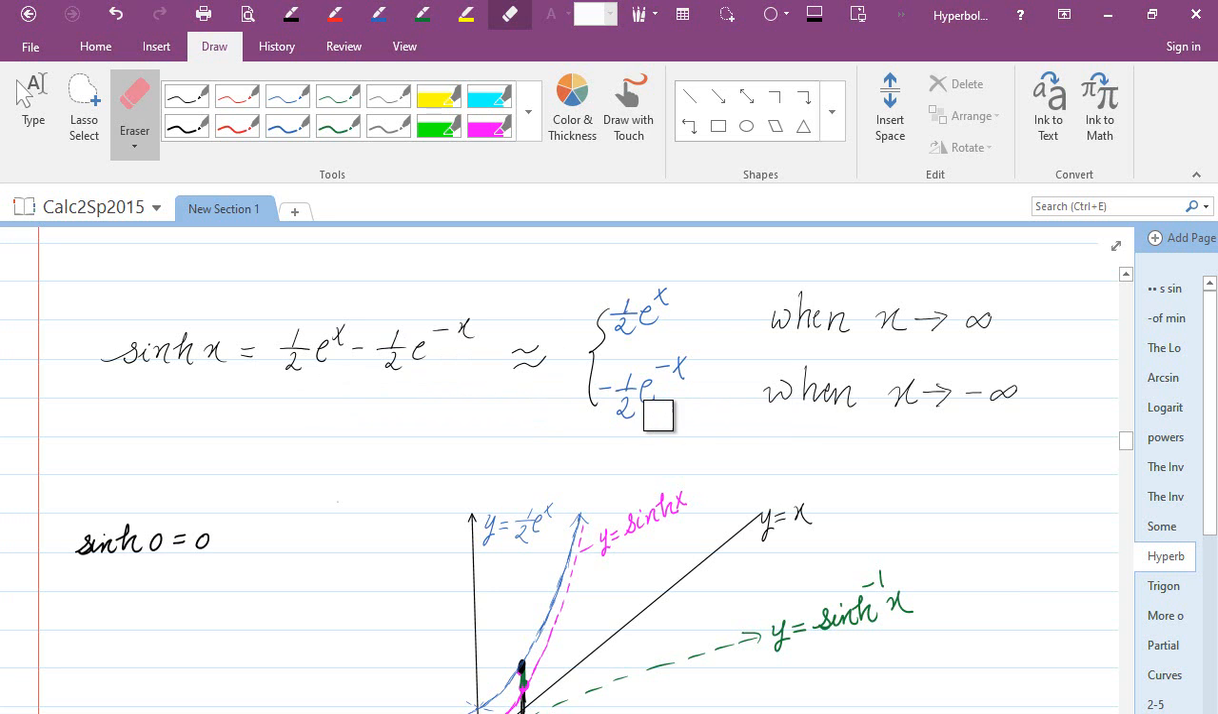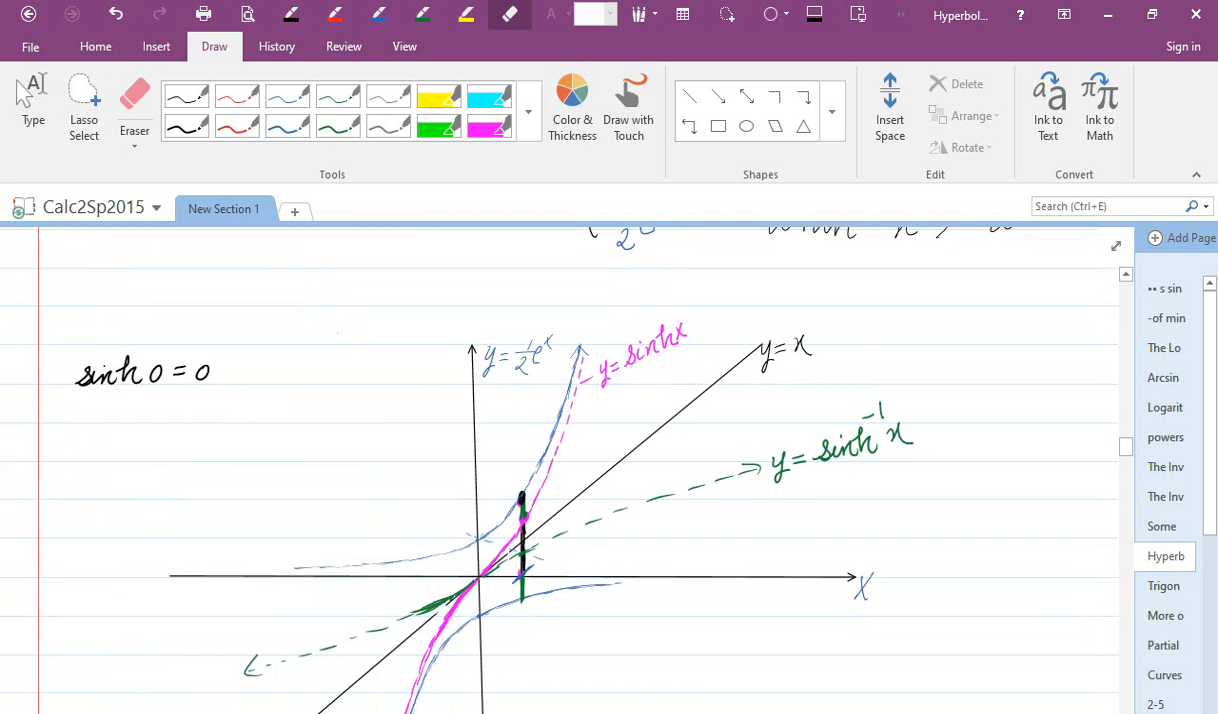So graphically what it means is that as x gets bigger and bigger in the positive direction, the graph of hyperbolic sine x gets closer and closer to the exponential function half e to the x, and when x goes to negative infinity, that is, as x gets smaller and smaller in the negative direction, the graph of hyperbolic sine of x gets closer and closer to the graph of the exponential function negative half e to the negative x.